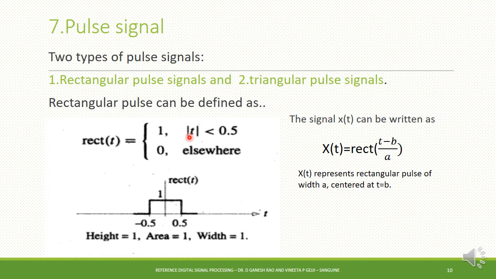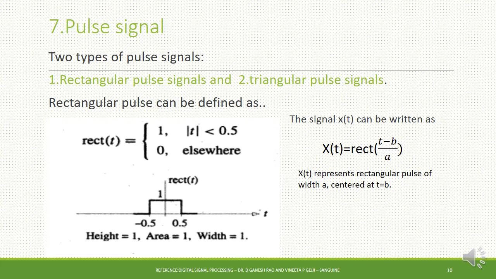So by seeing this, we can write the equation x of t equal to RECT of t minus b divided by a, where x of t represents the rectangular pulse of width a centered at t equal to b. This is the equation for the rectangular pulse.